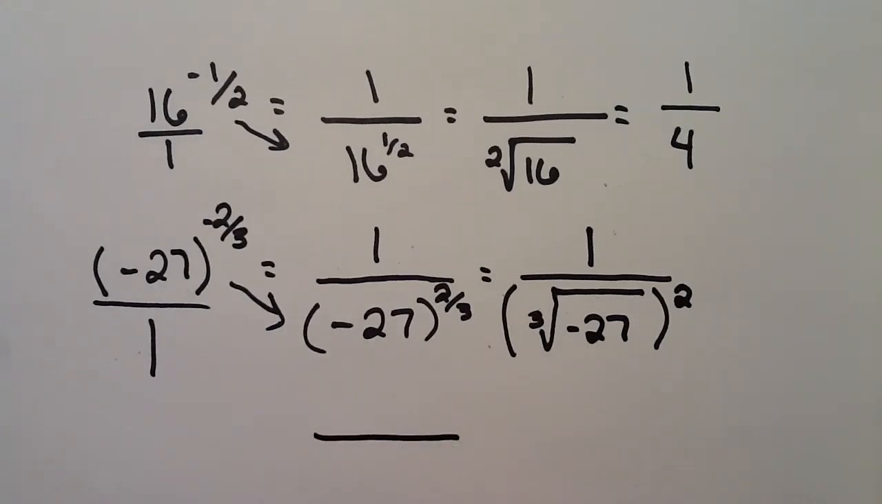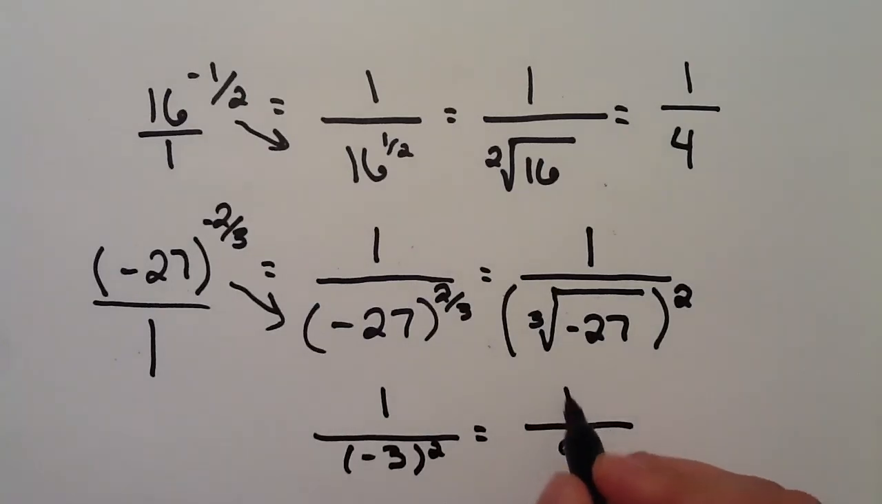Now I can figure out what the cube root of negative 27 is. The cube root of negative 27 is going to be negative 3. Bring down my 1. And I have to remember that the negative 3 is still going to be squared, which equals negative 3 squared. It's going to give me a 9. So 1 over 9.